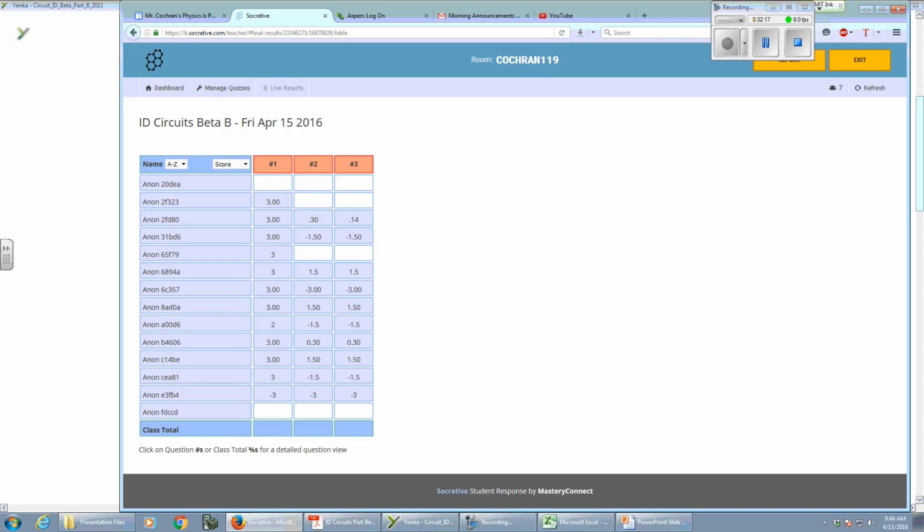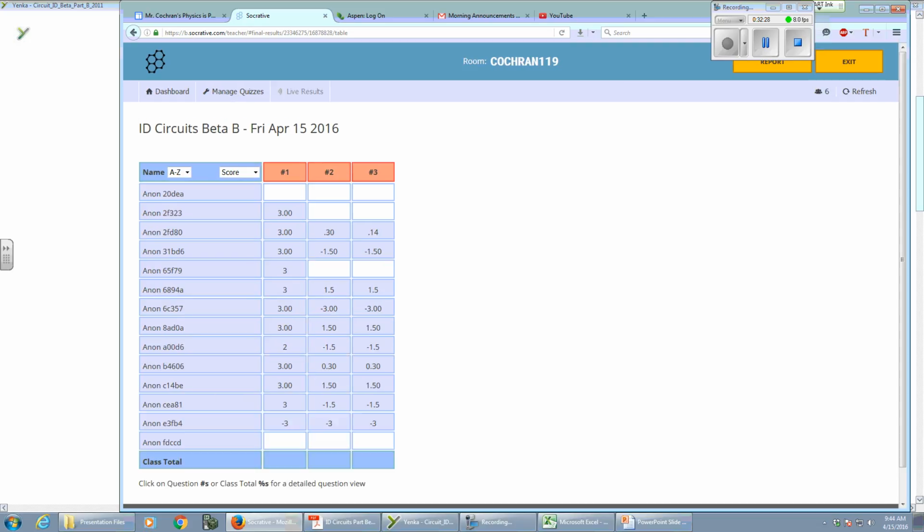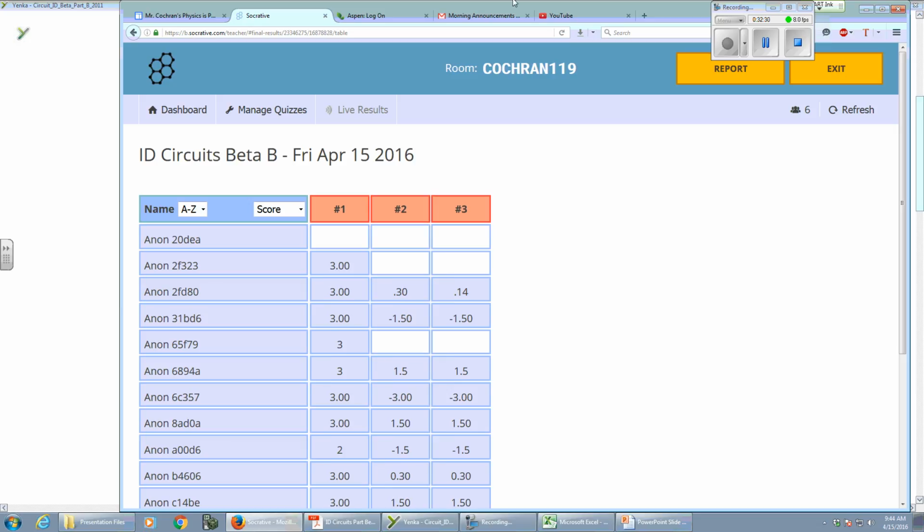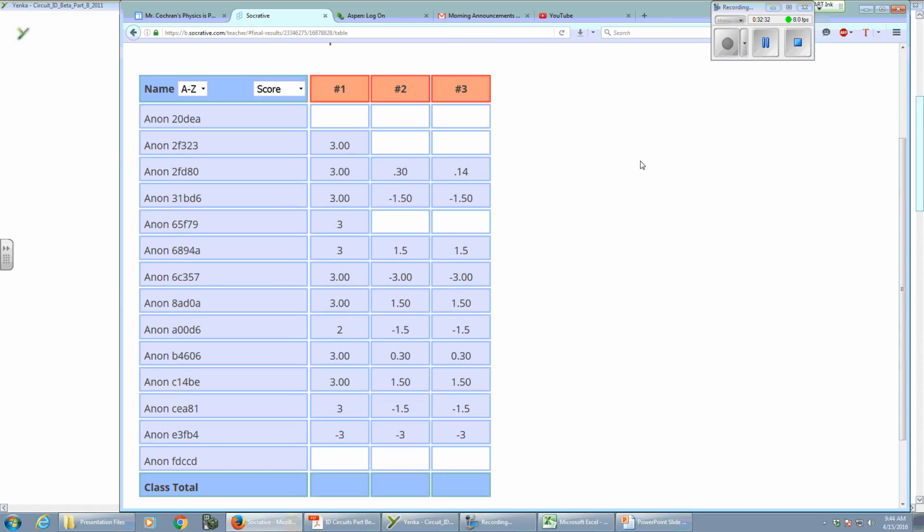So looks like everybody predicted, oh no, sorry, I was wrong. Most people predicted that the voltage across the 3-volt battery would be 3 volts. So most people predicted 3 volts. We had one student who thinks the voltage will be 2 volts. But given the majority, we'll just move on to the voltage across the 10 ohm resistor.